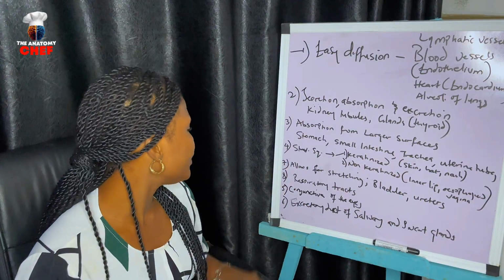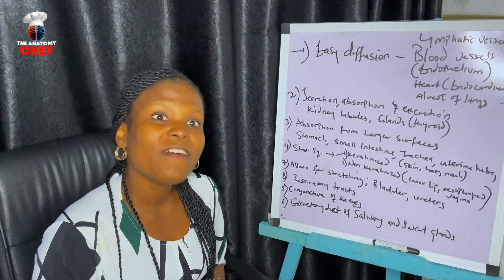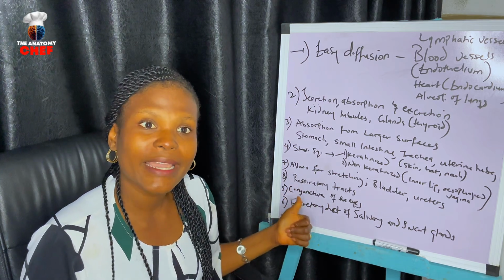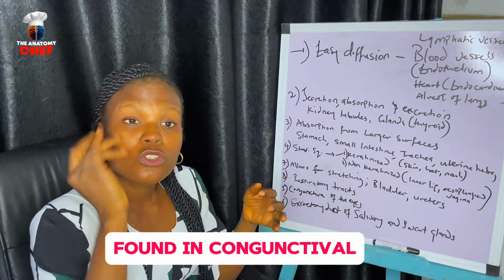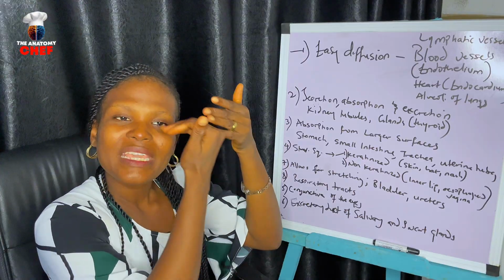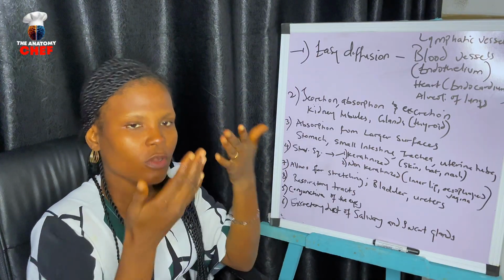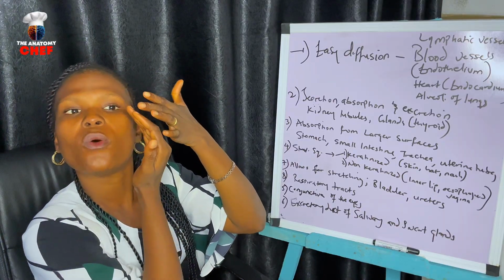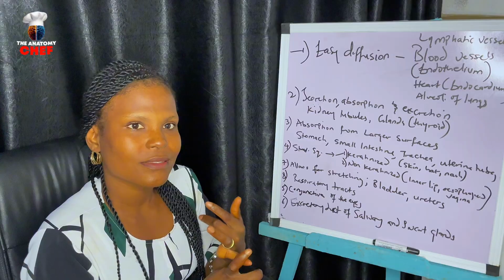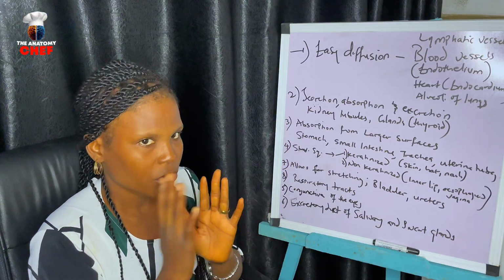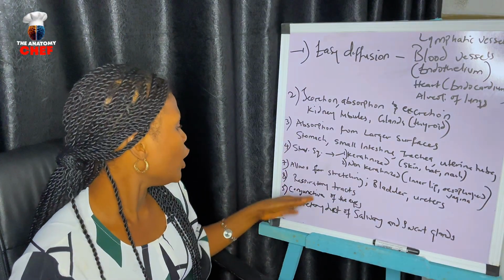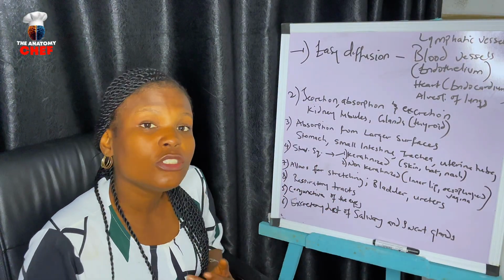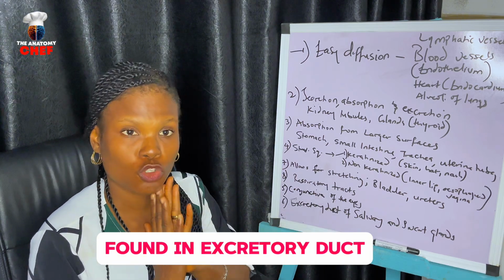So the next one I will be looking at is the stratified cuboidal epithelium, and you can find that in your conjunctiva, your eye. If you look at it, you also realize that it has a fragility around it. The conjunctiva is the membrane that covers the upper part of your eyelid and then runs down. There are two parts of the conjunctiva, one of which is the palpebral part. Then we have the stratified columnar epithelium that can be found in excretory ducts, especially of your salivary glands and your sweat glands.